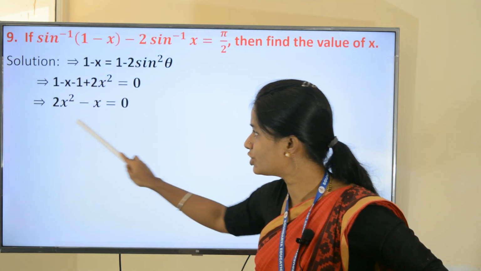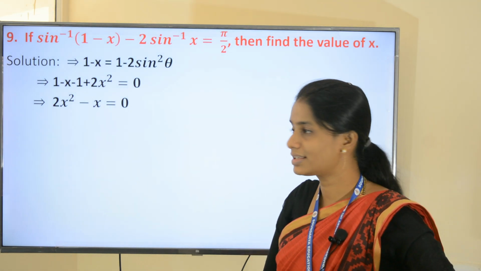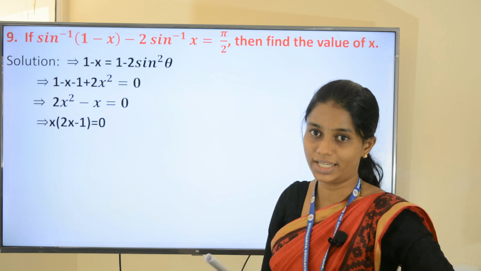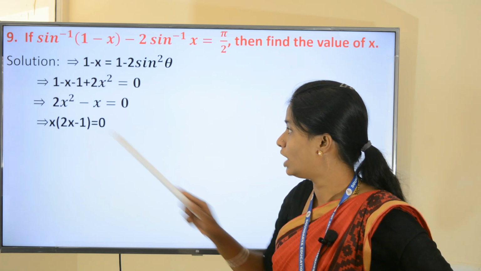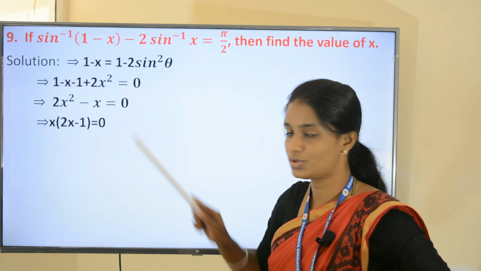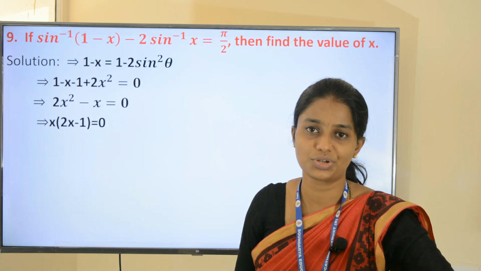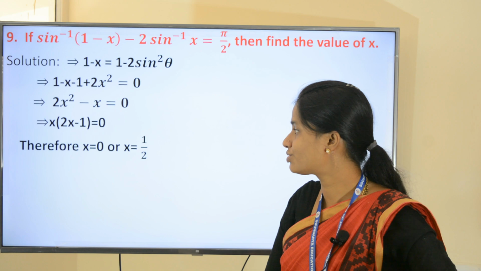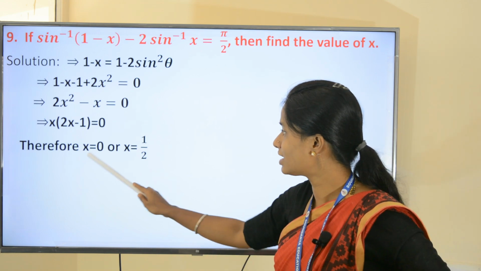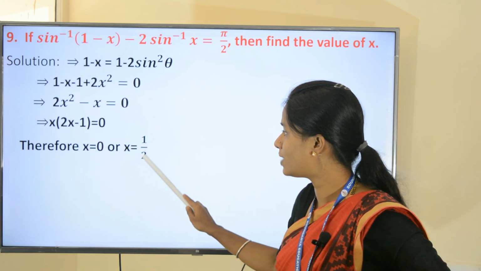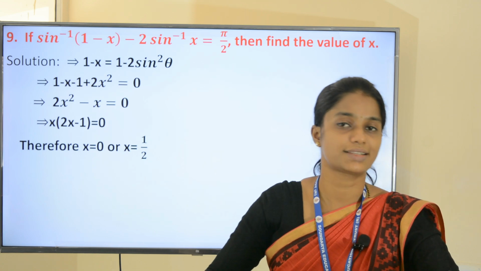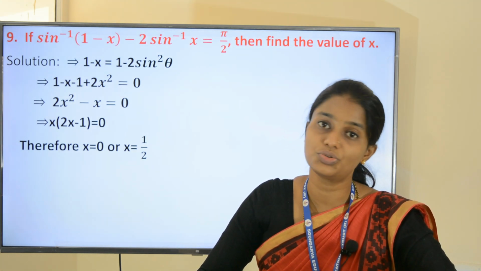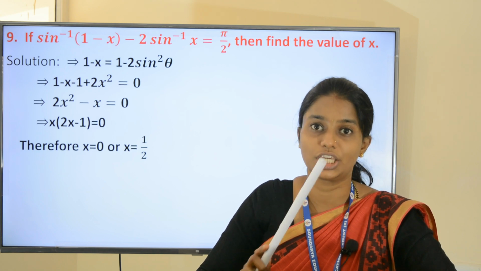From this expression, students, I can take out x common. So x into 2x minus 1 is equal to 0. Now a into b is equal to 0. It means either a is equal to 0 or b is equal to 0. Therefore, I'll get two solutions here. x is equal to 0 or x is equal to 1 by 2. Yes, students, I got two solutions, but my work is to verify whether the two solutions will satisfy the given question or not.